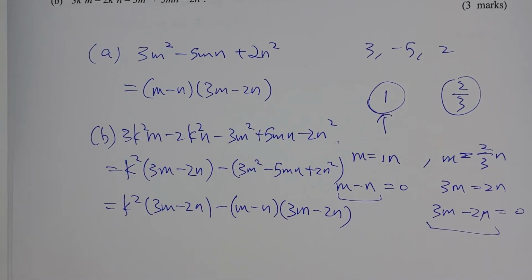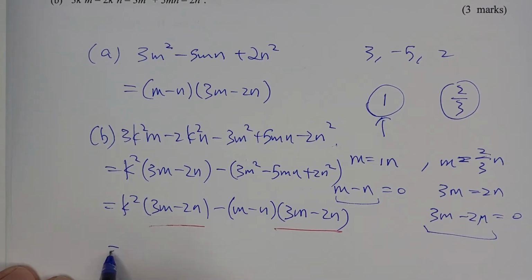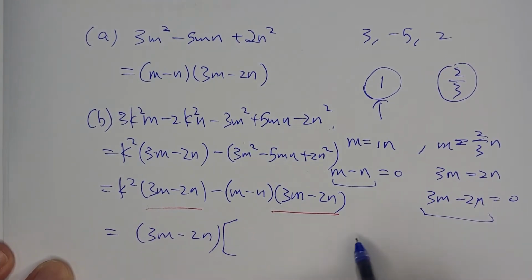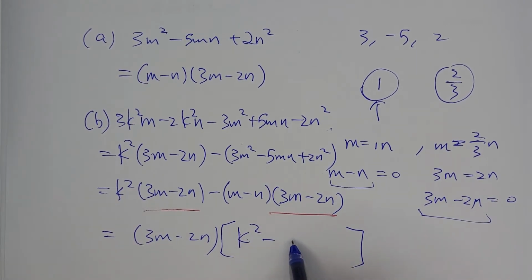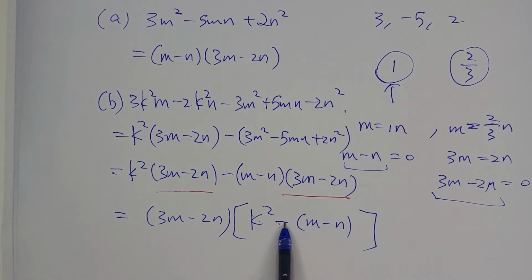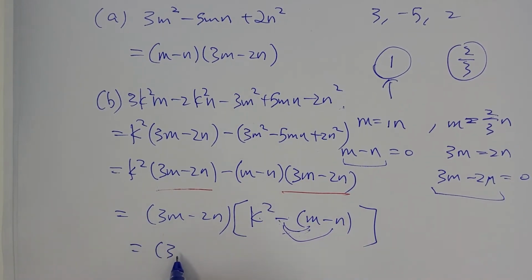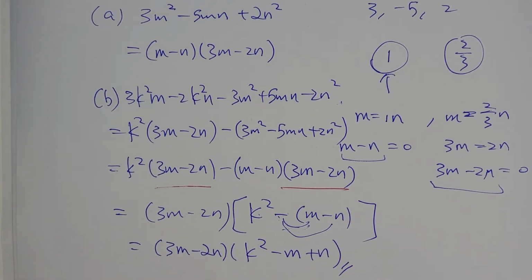And now you observe that these 2 are the same. So just write it down once on the left hand side at the front. And inside the square bracket, the first term left is k squared. The second one is minus bracket m minus n, so you need to multiply this negative 1 inside the bracket. So the final answer you will get is 3m minus 2n bracket k squared minus m plus n. So that finishes question number 3.